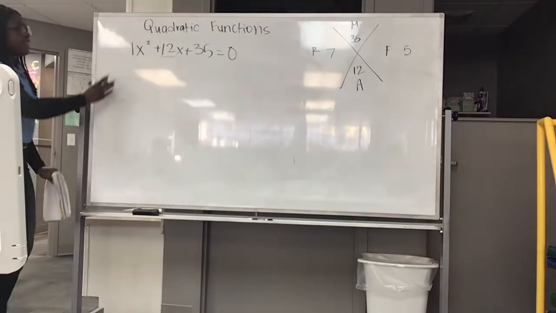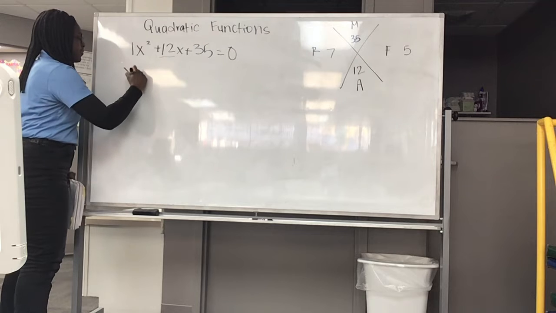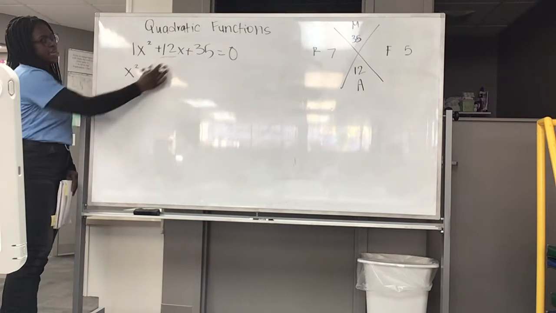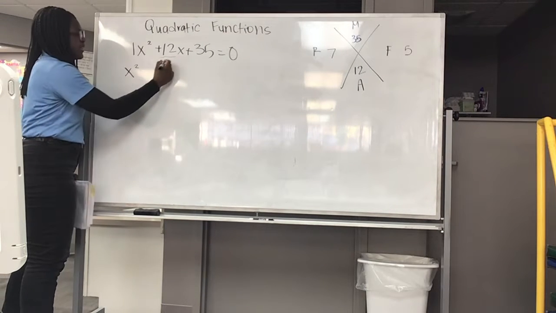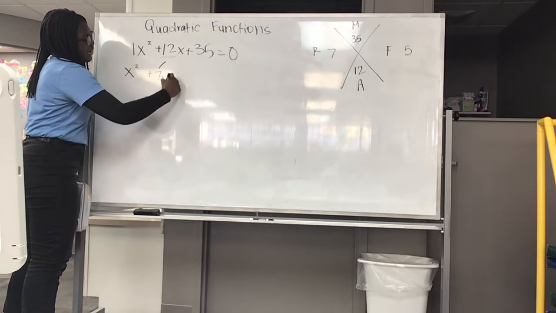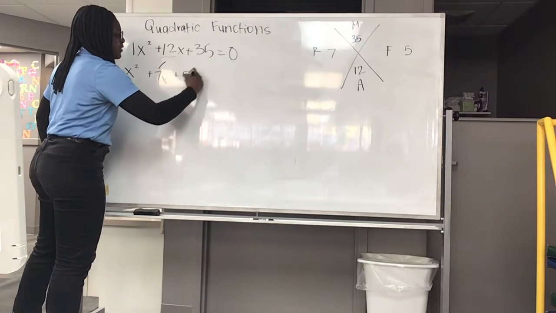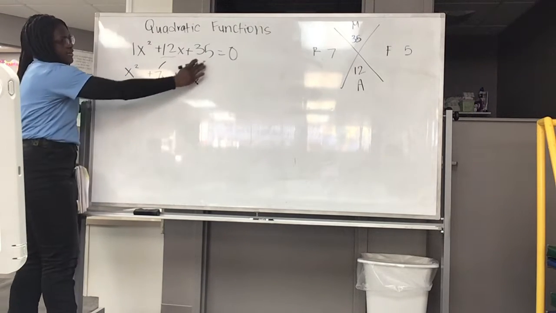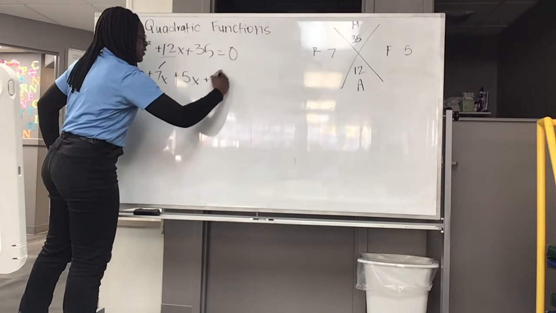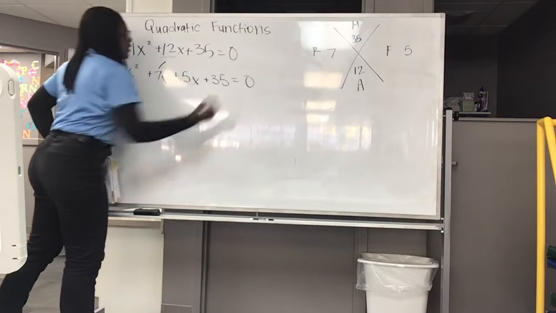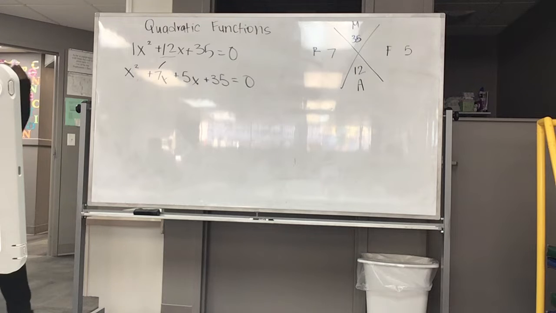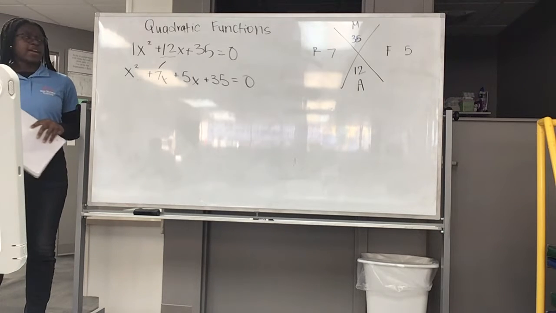So remember we leave this first part alone, x squared. What we're technically rewriting is just the 12x. So that actually becomes plus 7x plus 5x. And then we rewrite the 35, plus 35 equals 0. All right, so next step is to factor by grouping.